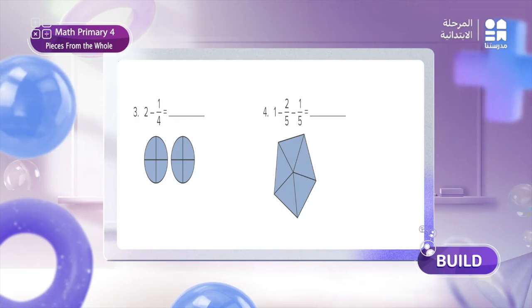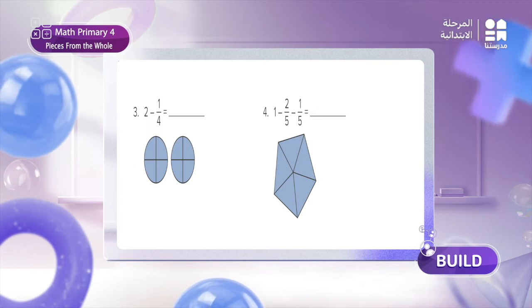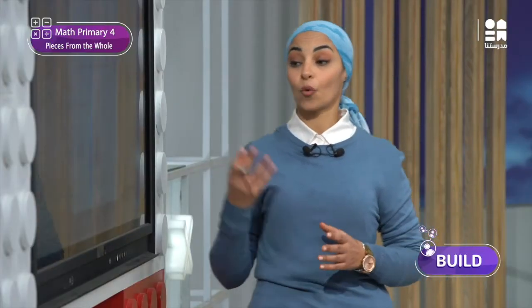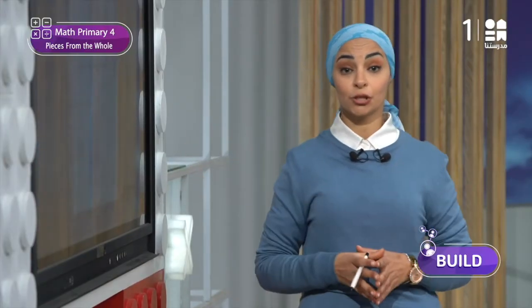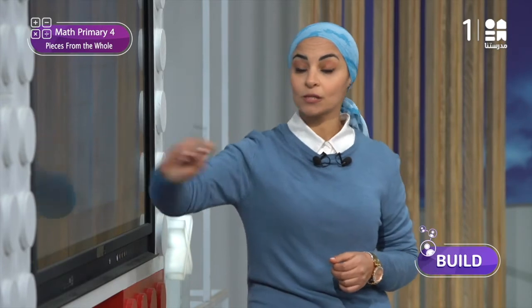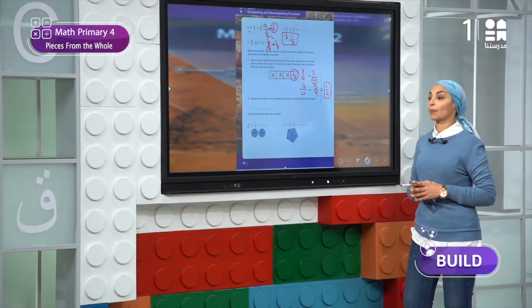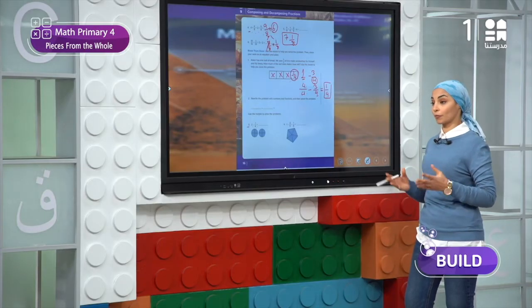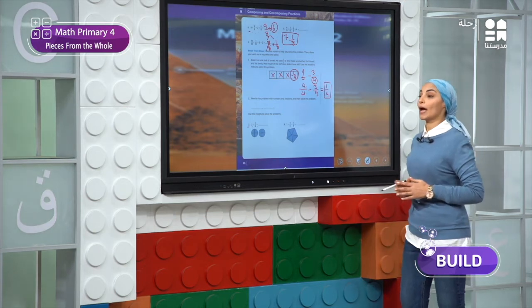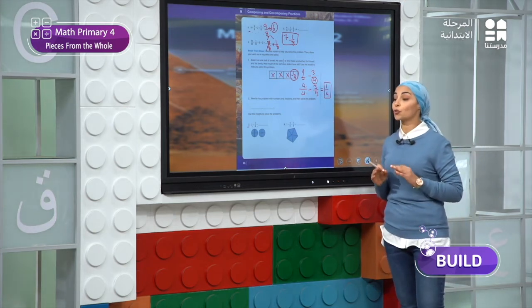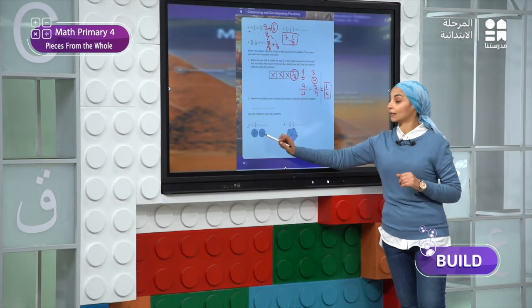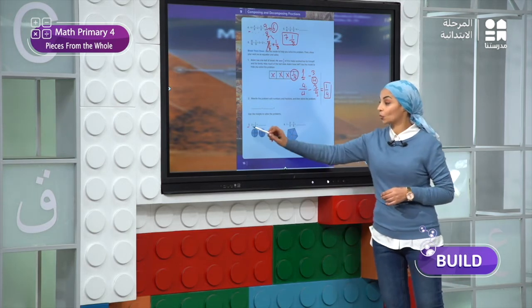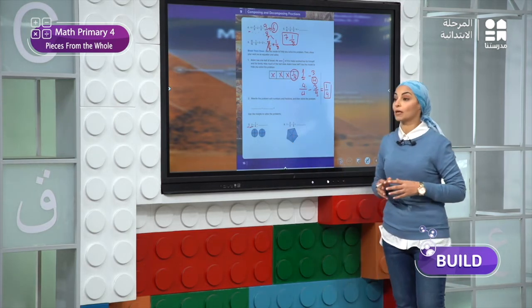In problem number 3, we are asked to use models. We are asked to use the models that are drawn. We want to subtract 1 over 4 from 2, so I want to do 2 minus 1 over 4 by using the model of the problem. Here we will have 2 complete models, as we can see. We don't have just the whole number 2, we have 2 complete models.